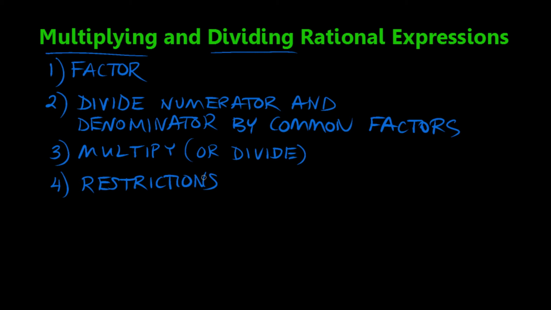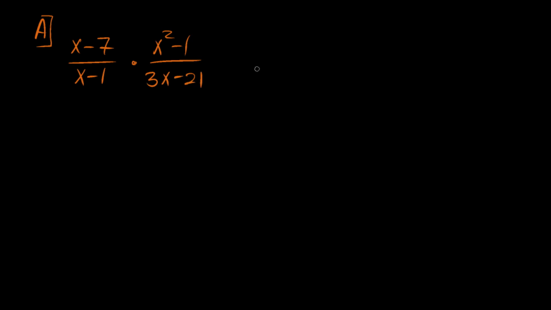So let's do a couple multiplication problems. We'll do multiplication problem A. Let's say we had x minus 7 over x minus 1 times x squared minus 1 over 3x minus 21. So our first step is to factor wherever we can factor.